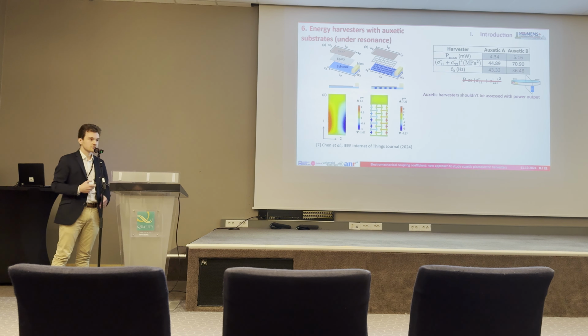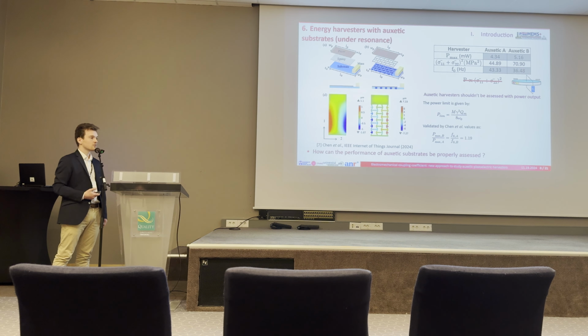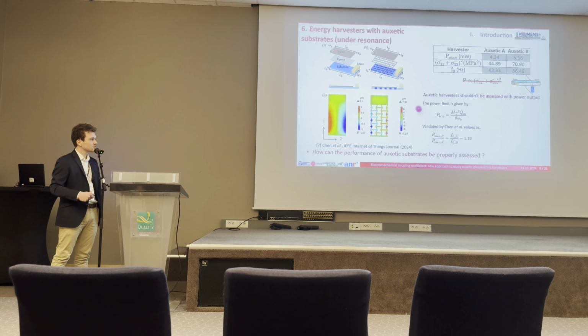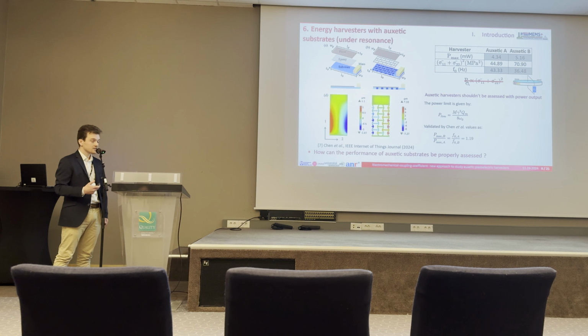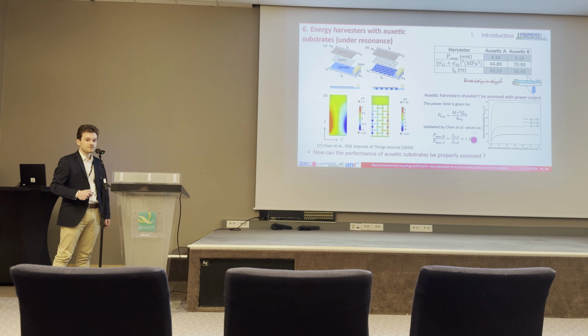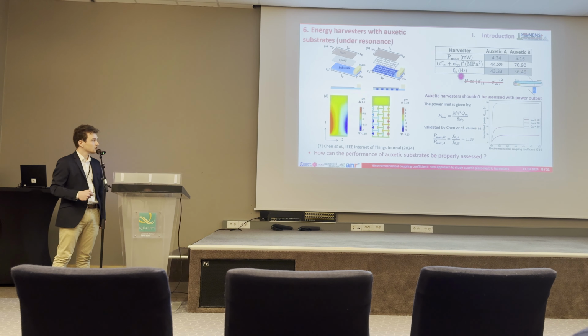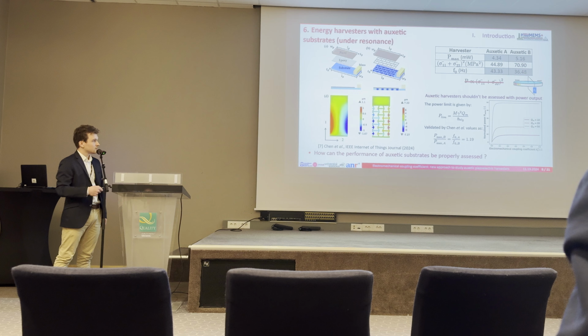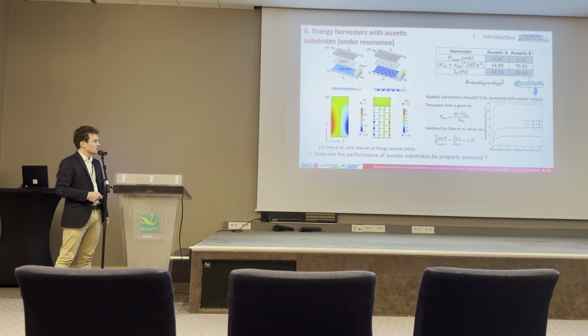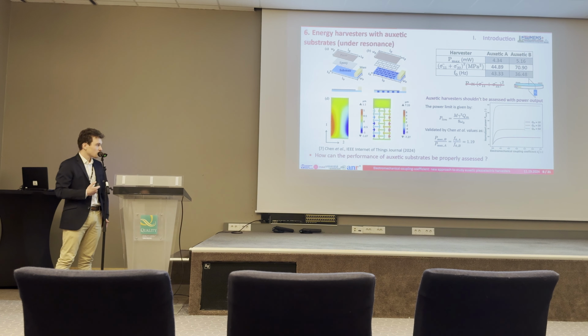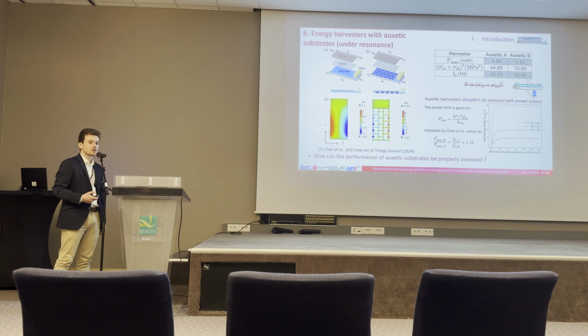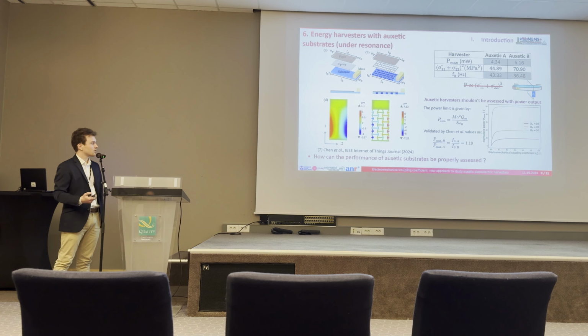And as I said earlier, there is a power limit for auxetic harvesters under resonance. And this power limit is dependent on the inverse frequency. And we can see here that the results really fit this equation. So the authors may have achieved the maximum power they could with auxetic substrates in both cases. So our question would be, okay, we want to use auxetic substrates to increase the coupling coefficient, so how can we do that?